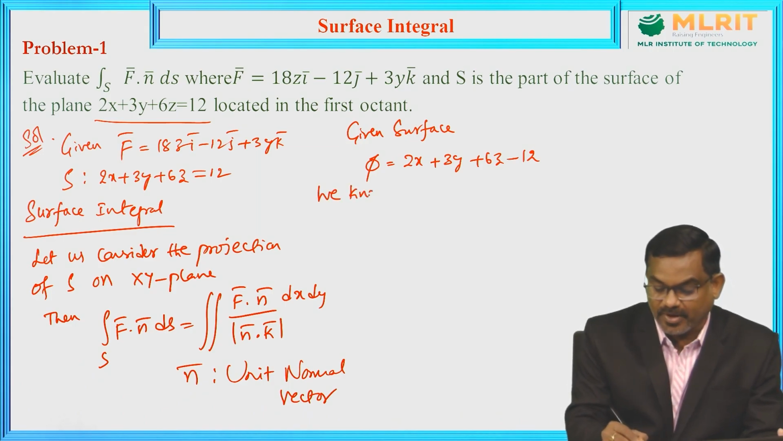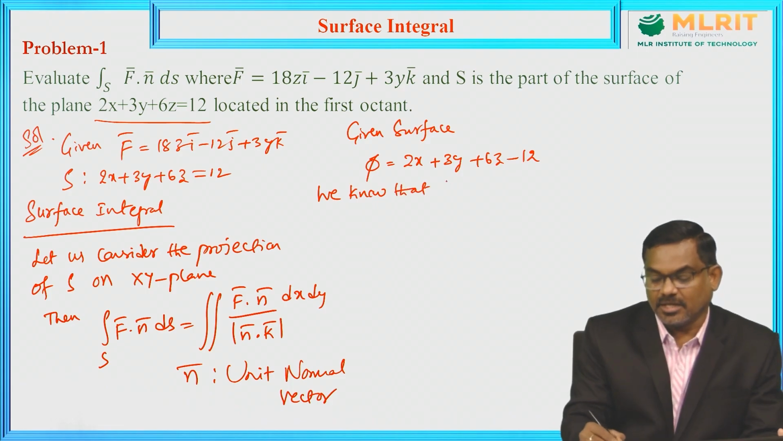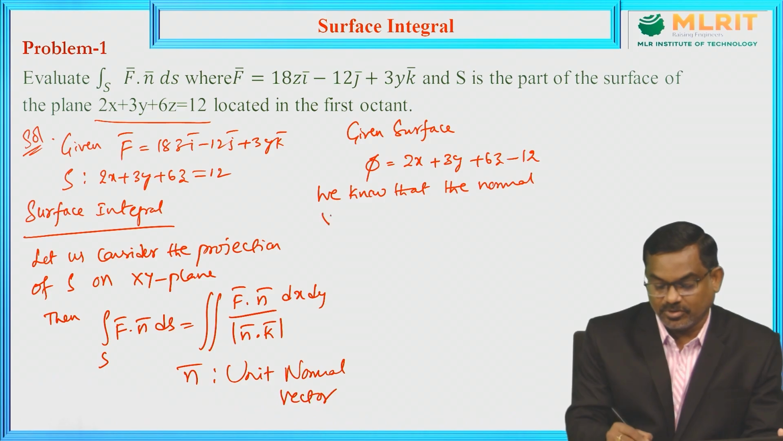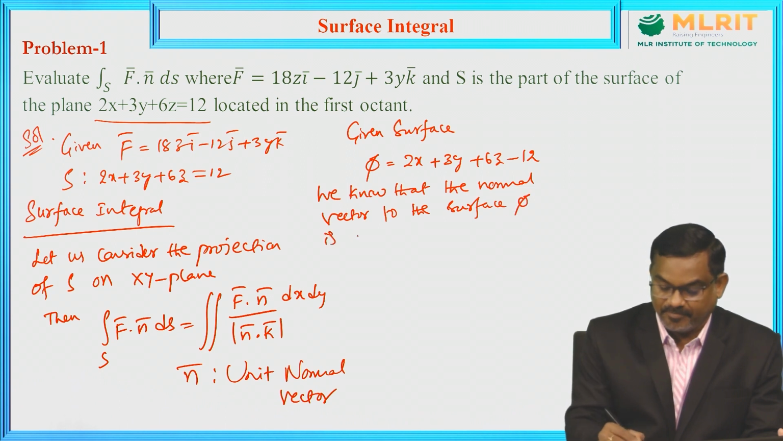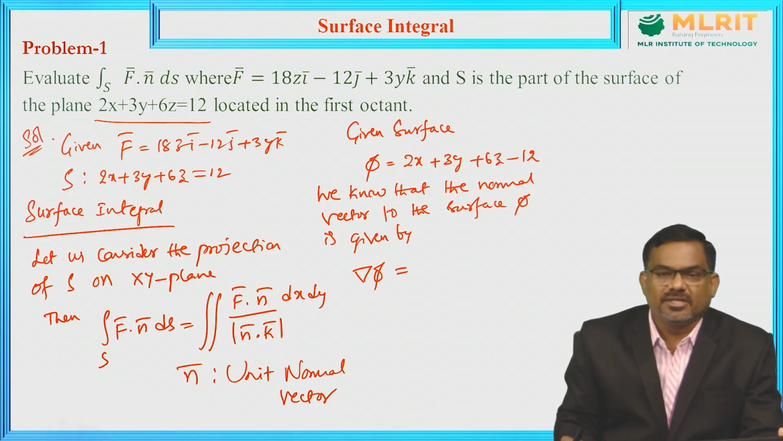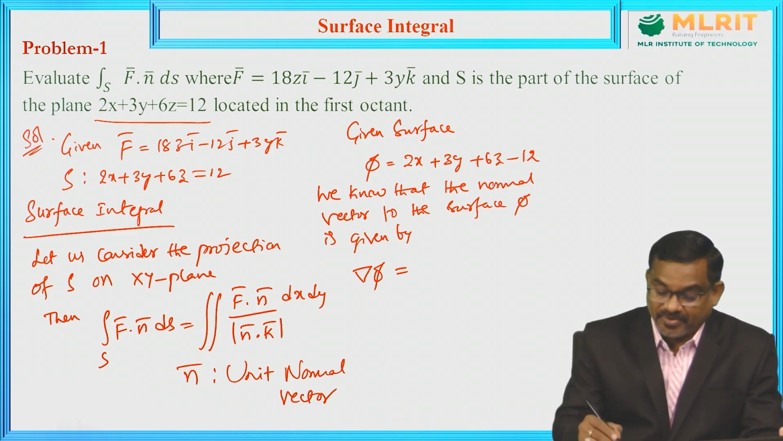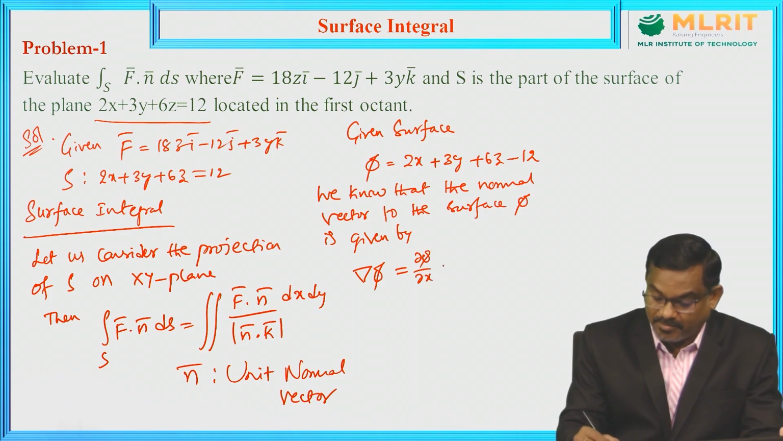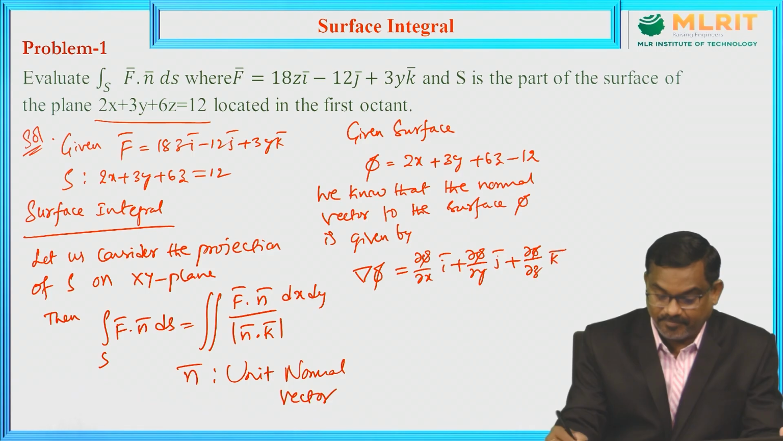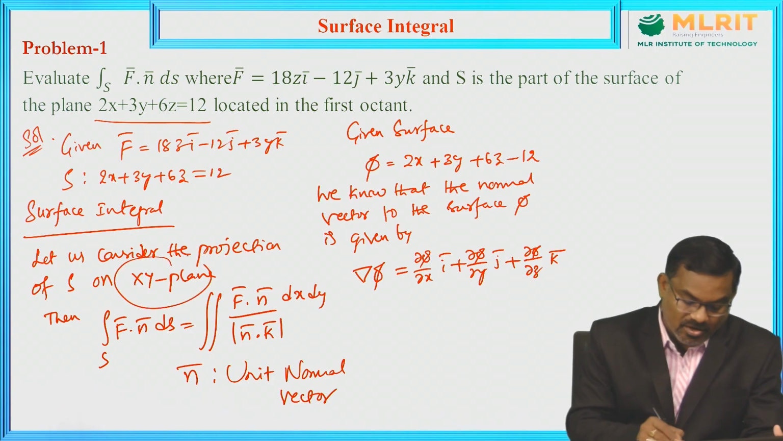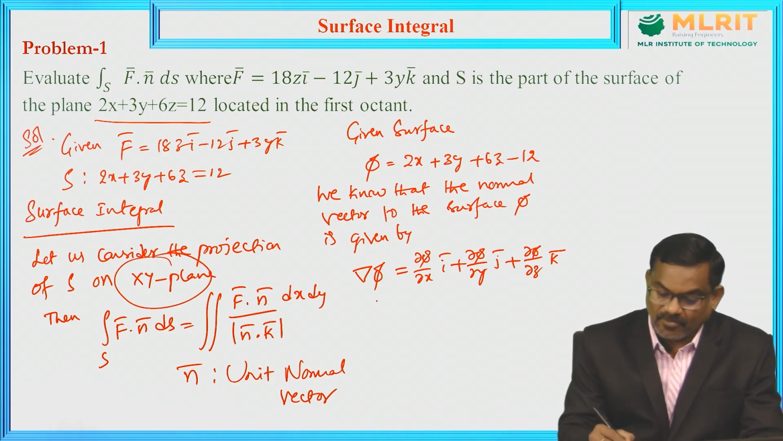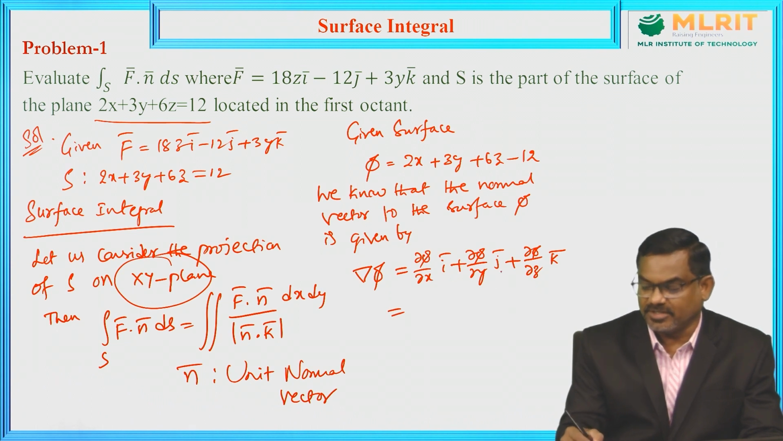So what is the formula to find normal vector? We know that the normal vector to the surface phi is given by del phi. So del phi means the gradient of phi, which is dou phi by dou x i bar plus dou phi by dou y j bar plus dou phi by dou z k bar. And here we are considering the xy plane. Let us calculate dou phi by dou x i bar, dou phi by dou y j bar, dou phi by dou z k bar.